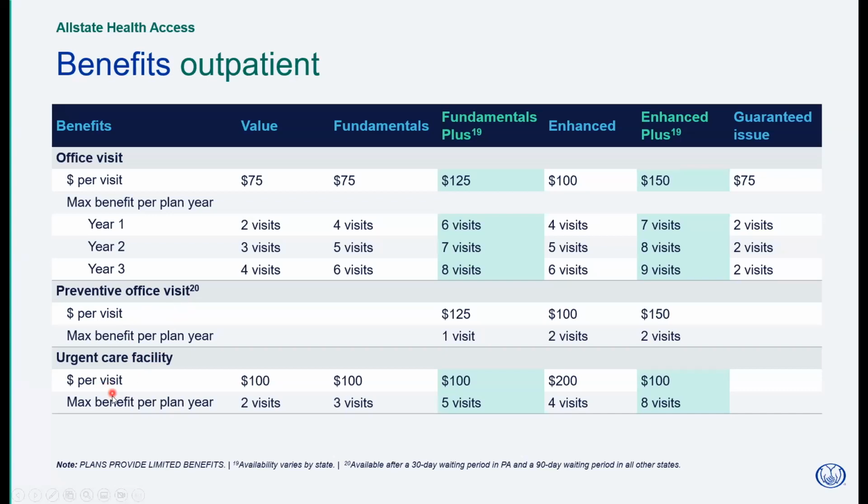Urgent care. If someone needs to go to urgent care, these are the benefit amounts. Once again, notice urgent care is not available with the guaranteed issue. This is a per visit benefit. It starts off at $100 and it goes up to $200 depending on which of the 5 benefit levels you select. The maximum benefit per plan year you're going to find is anywhere from 2 visits all the way up to 8 visits.